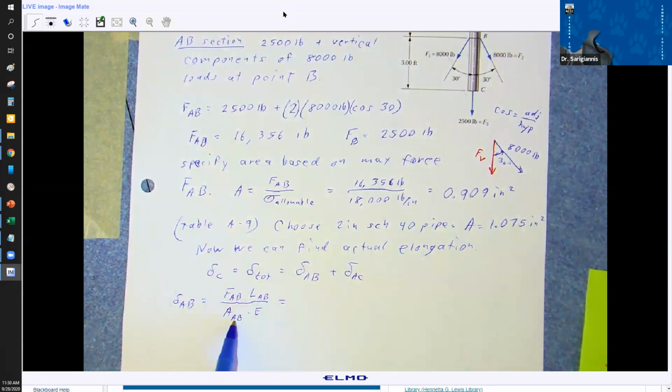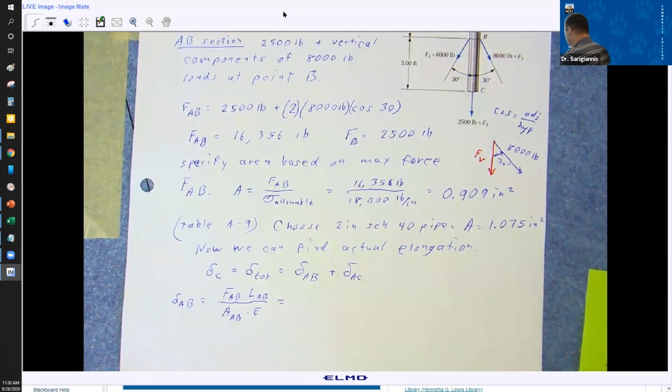I don't know why I put the AB here. The area is constant through both sections. And then E is the Young's modulus. We're using steel, and I'm trying to remember if the Young's modulus is shown in your pipe table. I think it's coming from A10.